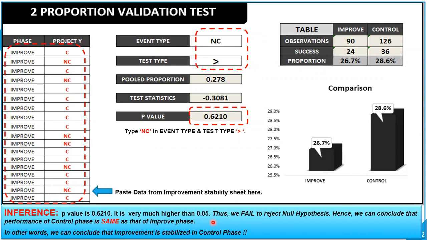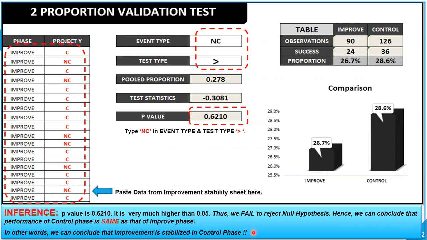That is what we wanted. Thus, we fail to reject the null hypothesis. Hence, we can conclude that the performance of the control phase is the same as that of the improve phase. That's what we wanted to do. In other words, we can conclude that the improvement is stabilized in the control phase.